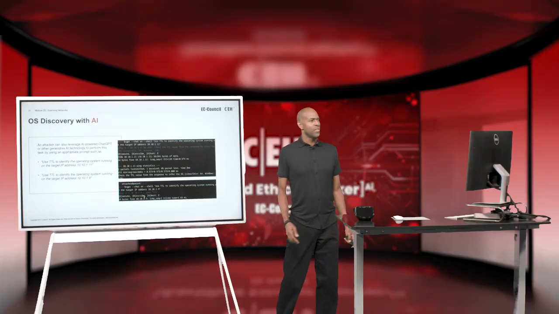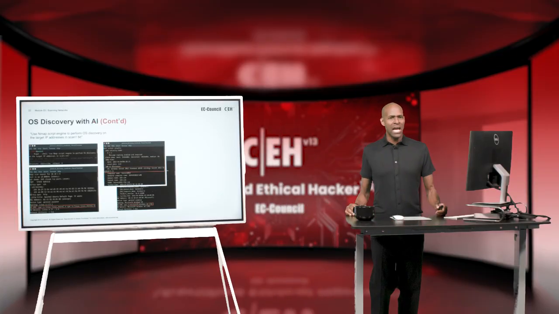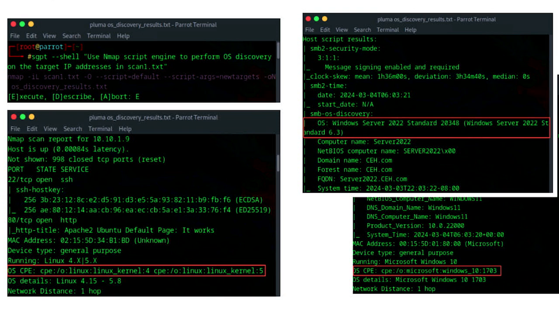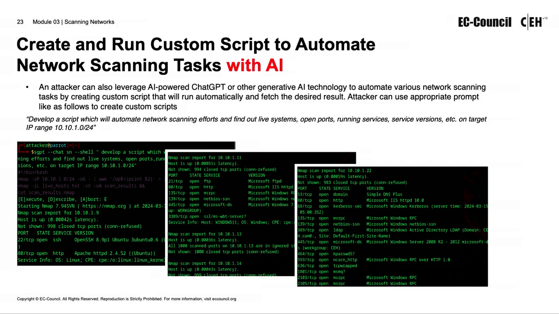All right, so the next thing we look at with AI is we can use other techniques to find information about the potential device. In this case, if we look at this slide, it says to use the Nmap script engine to perform OS discovery on the target IP address in SCAN1. So in other words, we're dumping the information to SCAN1, and now we're using SCAN1 as a source, and it creates a script for us and runs it. And then in this last one in this section, we create and run a custom script.